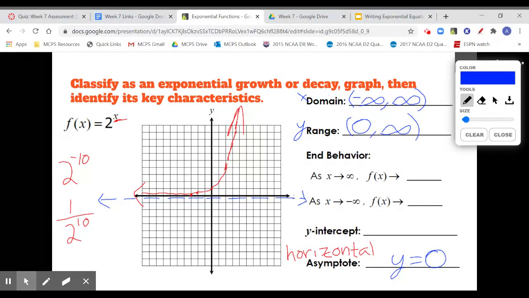Just to go back to that 0 part again, you will notice that I used a parenthesis here, not a bracket. You'll know from previous lessons that a bracket means inclusive. It means that that number is a part of the domain or a part of the range. Because an asymptote is never actually touched by the function, my function never actually gets to 0. So 0 is not included in the range.